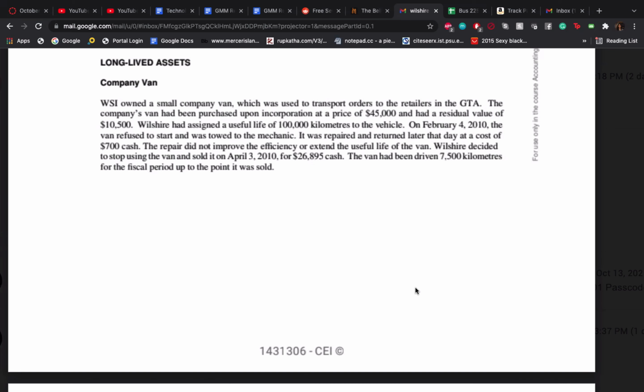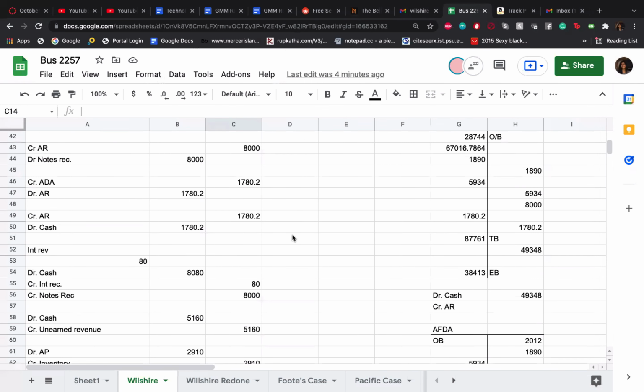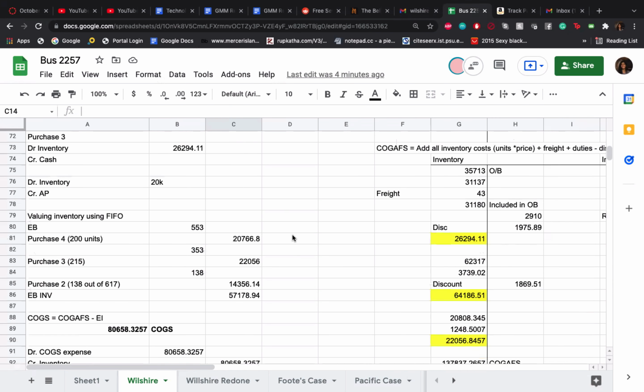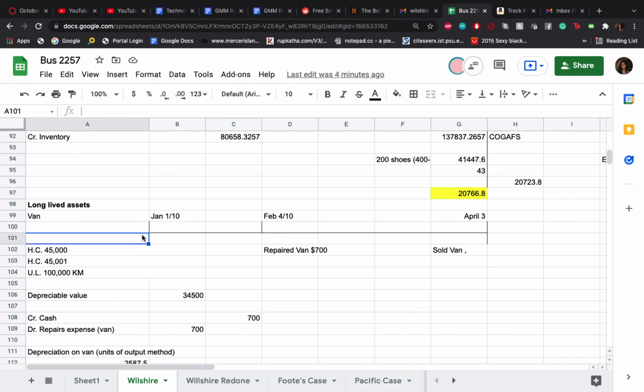We need to draw a timeline. So are you guys comfortable with depreciation timelines and how they work? No. Okay. So it's kind of like this, where you draw out a timeline of all of the major events: when you bought it, when you sold it, and anything that happened in the middle.